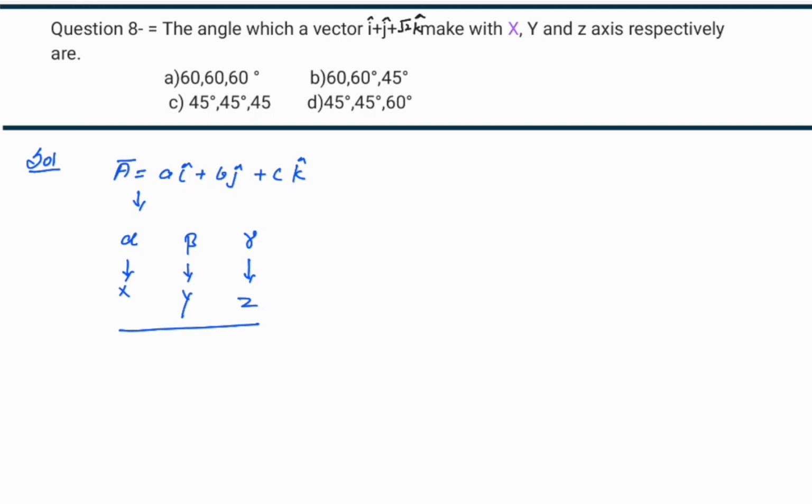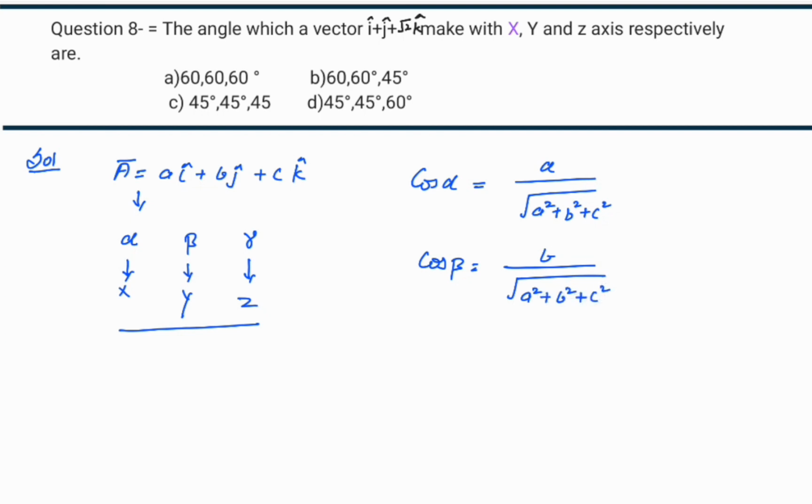I am going to use the concept of direction cosines. If alpha is the angle from the x-axis, then cos alpha is given as A divided by under root of A square plus B square plus C square. Similarly, cos beta is B divided by under root of A square plus B square plus C square. And if gamma is the angle from the z-axis, cos gamma is C divided by under root of A square plus B square plus C square. Now solve the given question using these formulas.